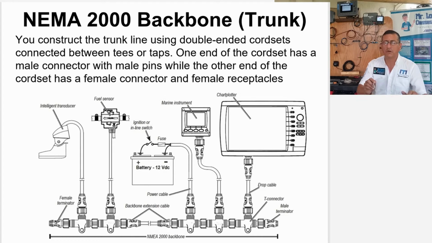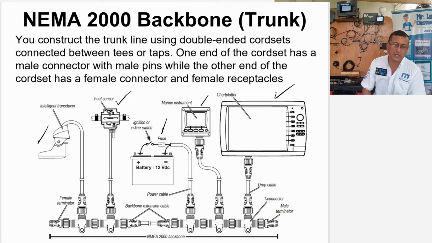Alright, and this is the typical NMEA backbone. This is an example: this is a transducer, this is the fuel sensor, the marine instruments, the source of power, the chart plotter or main screen, and this is the backbone. The construction of the trunk line uses double end cordsets connected between T's or taps. One end of the cordset has a male connector with male pins, while the other end has a female connector and female receptacles. We are going to talk about that right now.